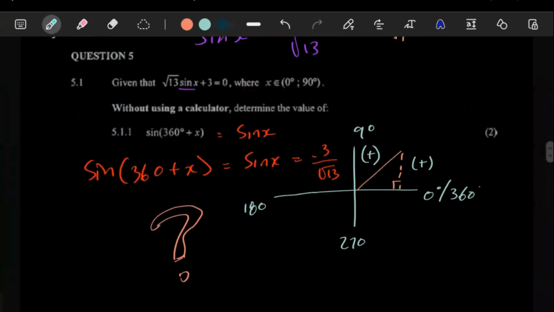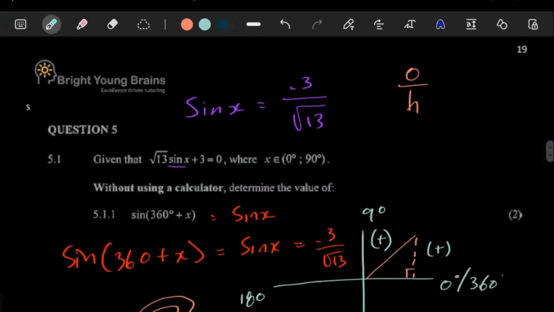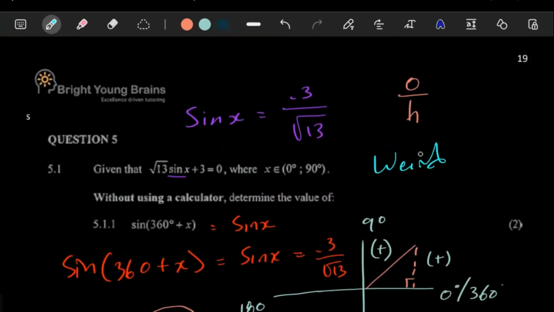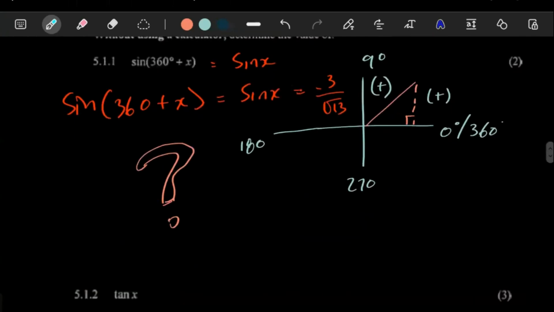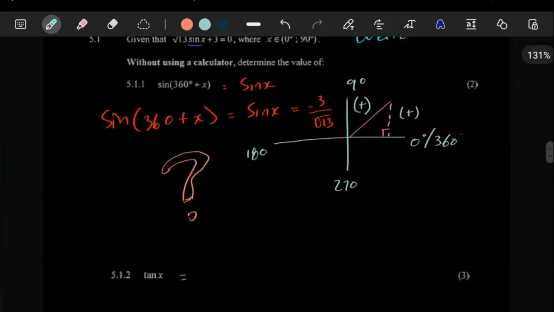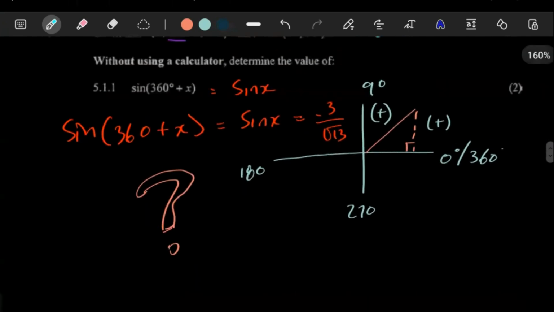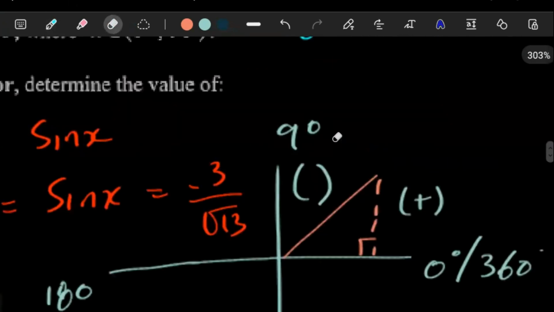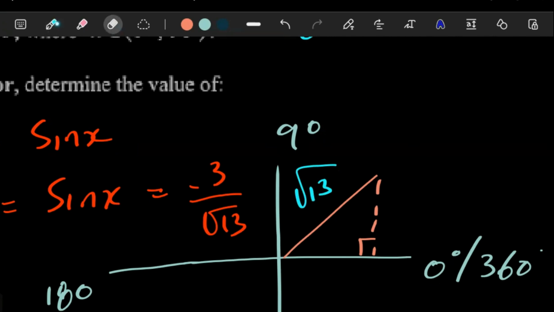Well, this is just weird. What's weird about it is that we're dealing with a negative value here, but yet we're dealing with positives. Oh, this doesn't make any sense at all. Hypotenuse, you can maybe say square root of 13 over here. And then it doesn't make sense to have -3 here. It makes no sense.